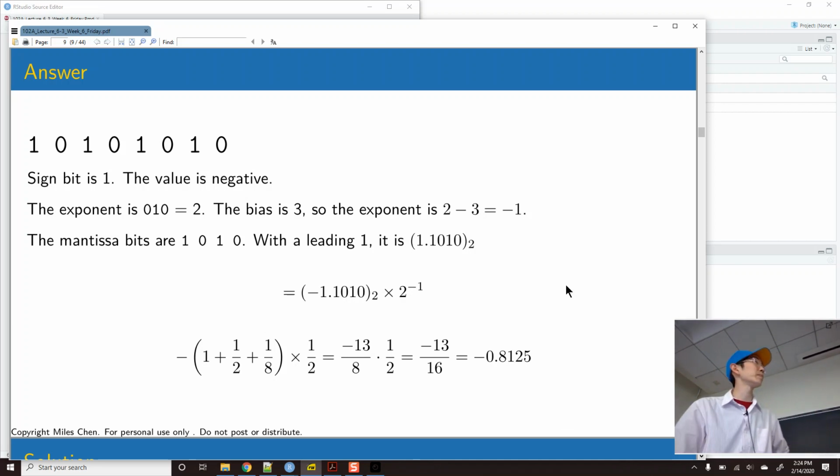And then if I swap this first bit to a 0, then it would just become positive 0.8125, okay, or positive 13/16.